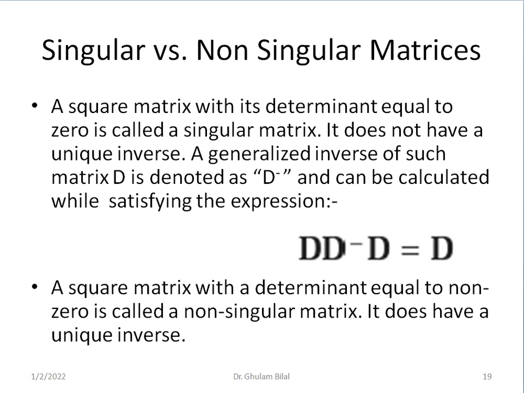Another name for this is a singular matrix. A matrix with its determinant equal to 0 is called a singular matrix. It does not have a unique inverse, but a generalized inverse of such a matrix is possible. For example, we have a matrix D and we need to get a generalized inverse D minus, which can be calculated by satisfying the expression D times D minus times D is equal to D. A square matrix with a non-zero determinant is called a non-singular matrix. It does have a unique inverse.